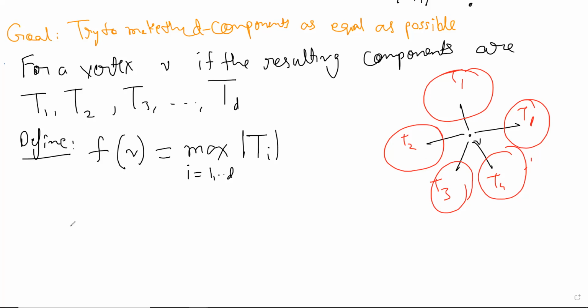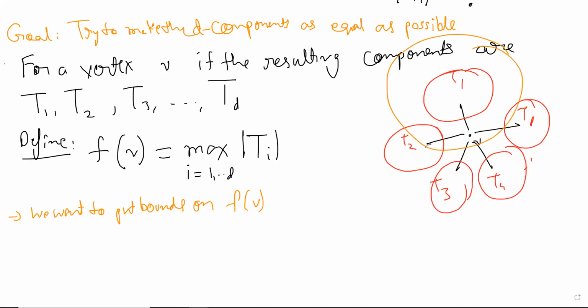You can't control anything. So basically, the point is that we want to put bounds on FV. It would be good for us if FV is not too big. That is generally what all of us agree on. If FV is big, then your graph is a hodgepodge. It's unbalanced. If this tree is very big and the others are small, then it's not good.